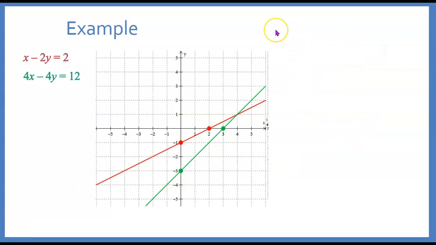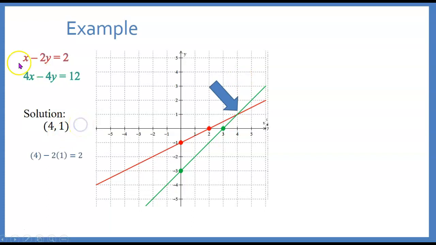Now that we've got our 2 lines drawn, look at the graph and find the point where they cross. Can you see it? What are the coordinates of that point of intersection? The coordinates of this point are 4, 1. We're over 4 in the x direction and up 1 in the y direction. So it looks like the solution to this system is 4, 1.